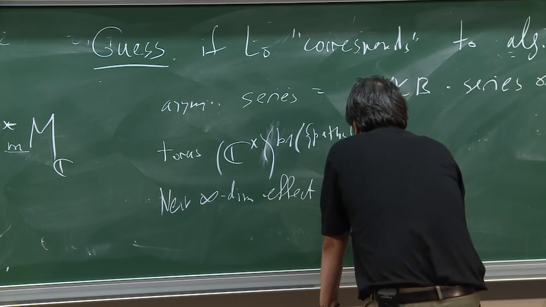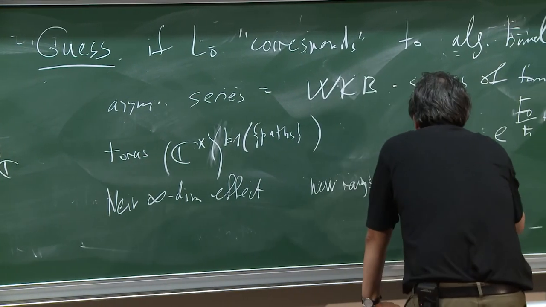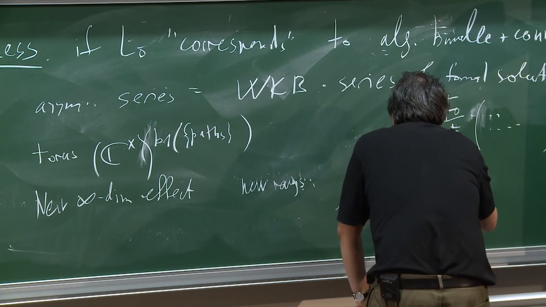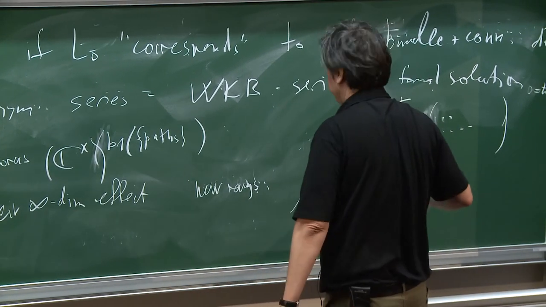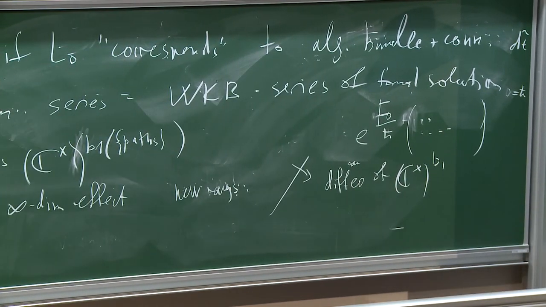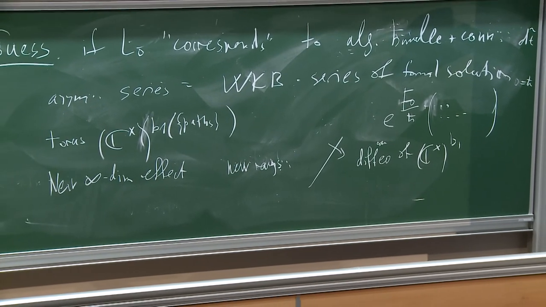There are kind of new walls, new rays. Said that we're going to rays, you kind of apply diffeomorphism, analytic diffeomorphism of torus, of maybe some domain of torus depending on small parameter. So you get a more involved picture with some kind of non-linear changes as well.